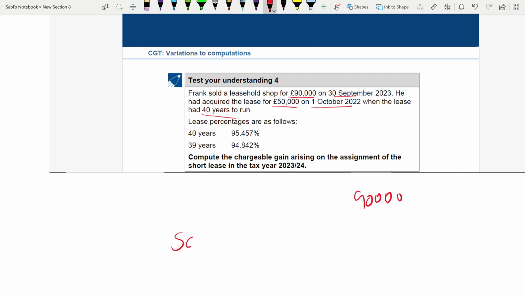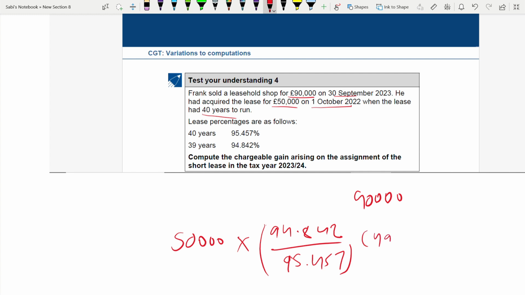So that 50,000 cost, percentages have been given to you. So for 39 years, 94.842, divided by 95.457. Okay, that is the percentage for the 40 years. So now let's do it. It is 49,678. Deduct from the proceed. That would be the chargeable gain. 4,322. Very simple, right? Now let us move on.